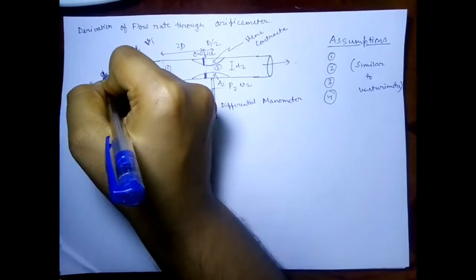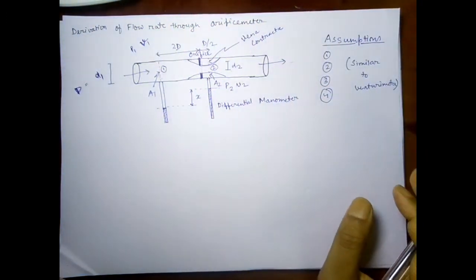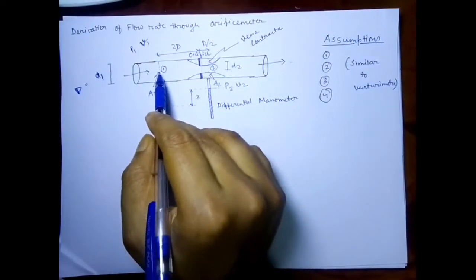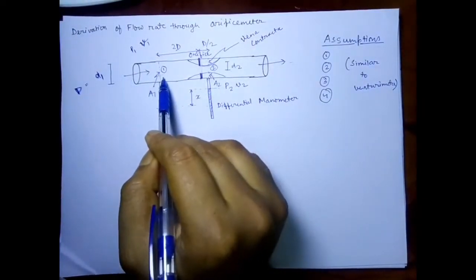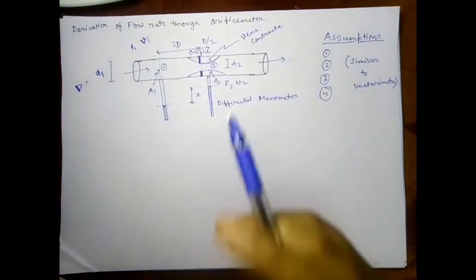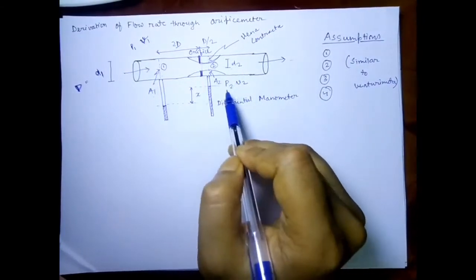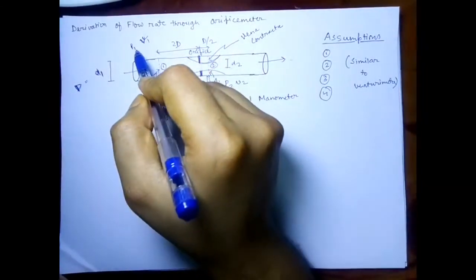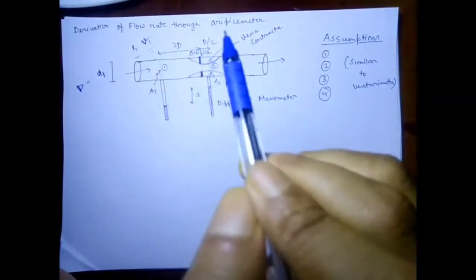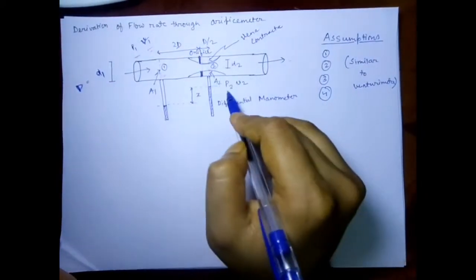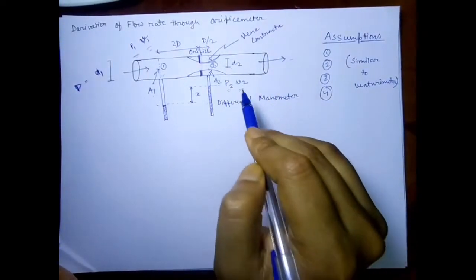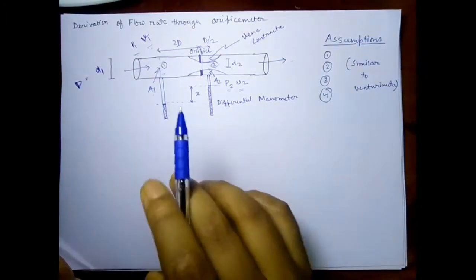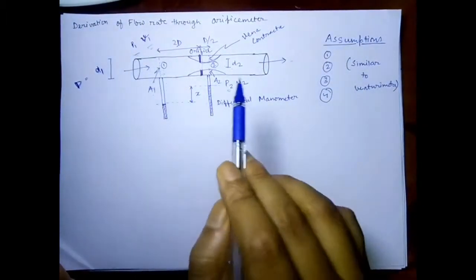If D1 is the diameter of cross section 1, A1 will be the area of cross section 1. Similarly, if D2 is the diameter of cross section 2, then A2 will be the area of cross section 2. Again, P1 and V1 are the assumed pressure and velocity at section 1, and P2 and V2 are the assumed pressure and velocity at section 2. Whenever you are making this derivation for a subjective paper, you must write about each and every term you are assuming.